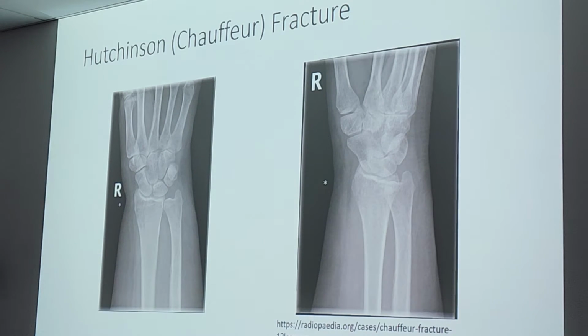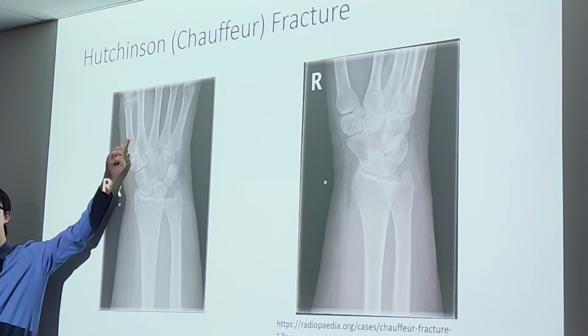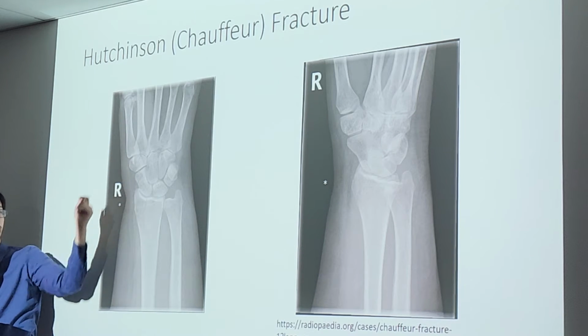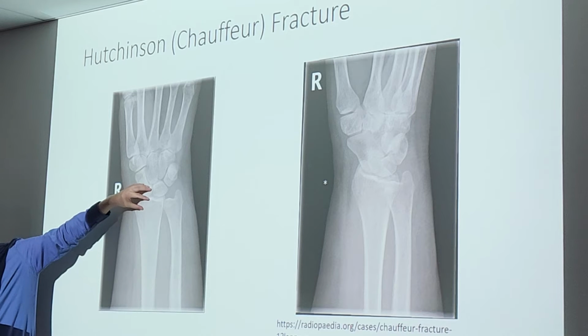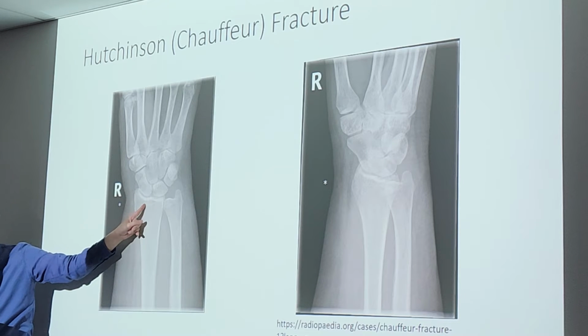Freestyle, yeah. So, Hutchinson fracture, also known as a chauffeur fracture. So what happens here? If you take a look on this side, the lateral side, right? This is the thumb side. You see the first metacarpal here, right? You see the radius right here. And what is this here? Styloid, right? And now take a look right here.